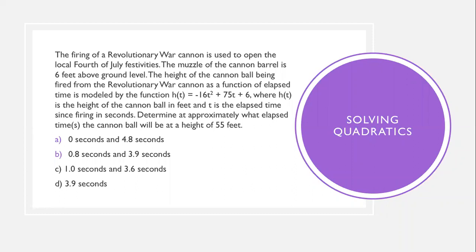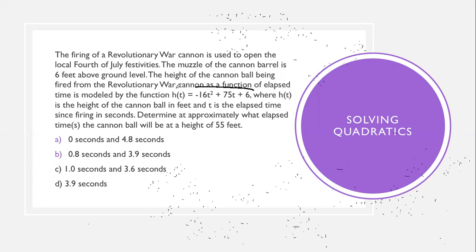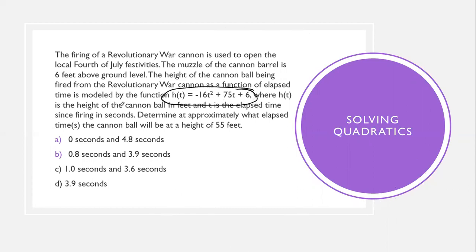The firing of a Revolutionary War cannon is used to open the local 4th of July festivities. Here's the equation for the height of the cannon, where h of t is the height of the cannonball in feet and t is elapsed time. Determine what elapsed time the cannonball would be at a height of 55 feet.